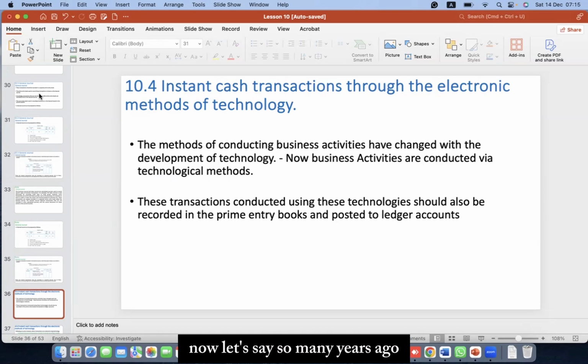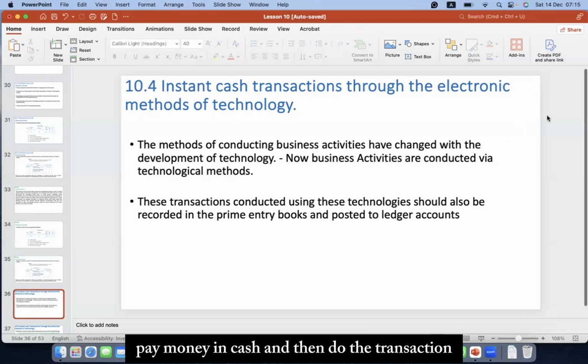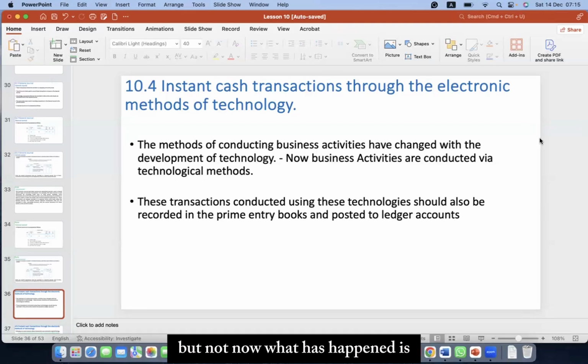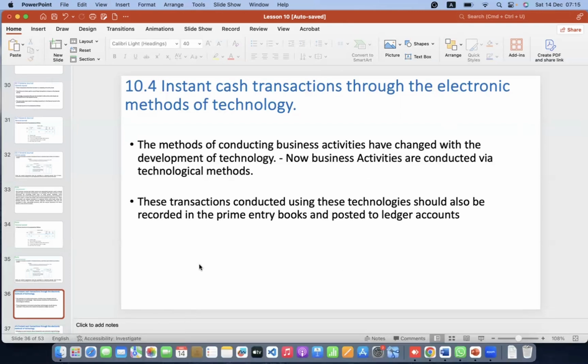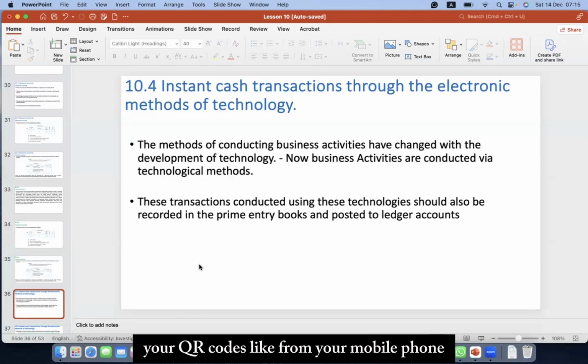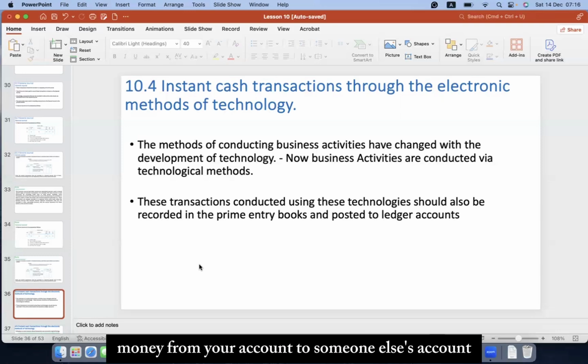Now let's say so many years ago, if you wanted to buy something, you would have to go to a shop, pay money in cash, and then do the transaction. But now all these things are happening via electronic channels. Let's say you don't want to go to a shop, you have online shops, you can do online shopping, and then you can make the payments not with physical cash, but with, let's say, your QR codes from your mobile phone or your debit card or credit card, or you can simply transfer money from your account to someone else's account.